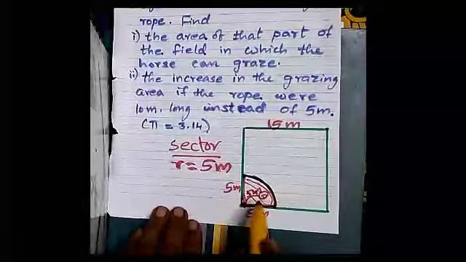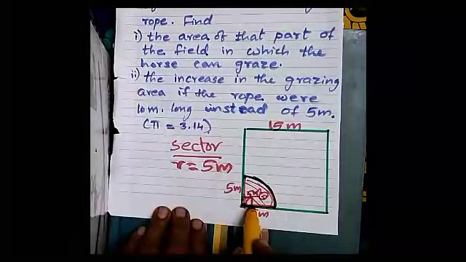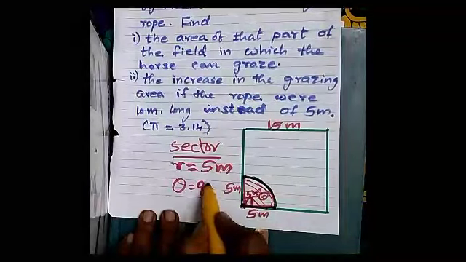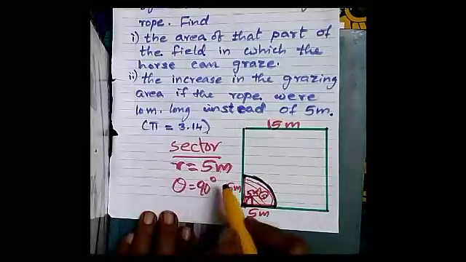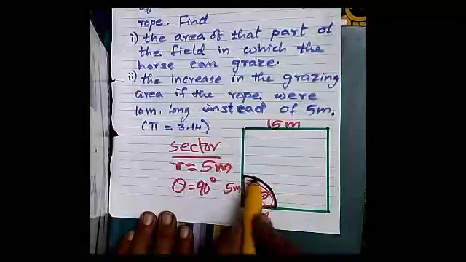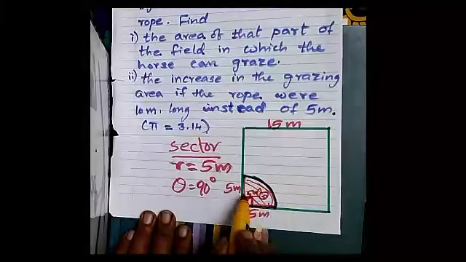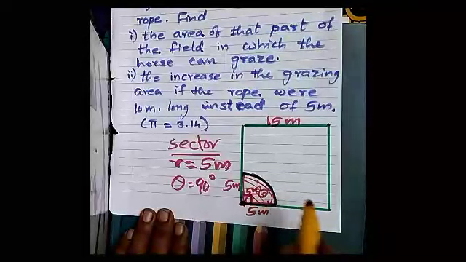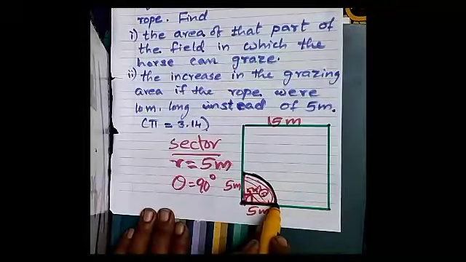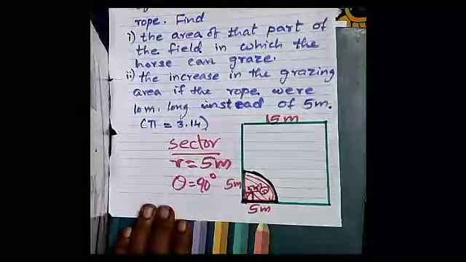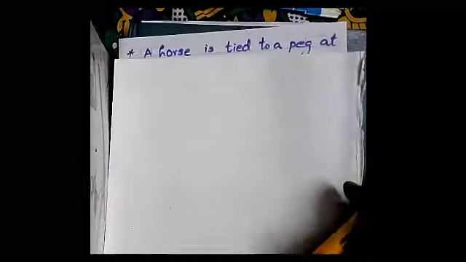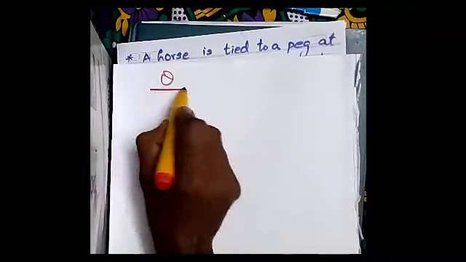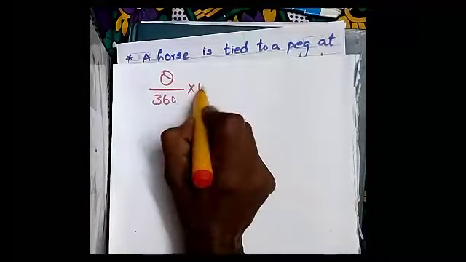And also can you say the angle here? It's a corner of a square, means it is 90 degrees. So theta equal to 90 degree. So angle you got, radius also you got. We can find the area of the sector. That will be the area of the grass field the horse can graze if the length of the rope is 5 meters. Understand? Now, the area of the sector means theta by 360 into pi r square.